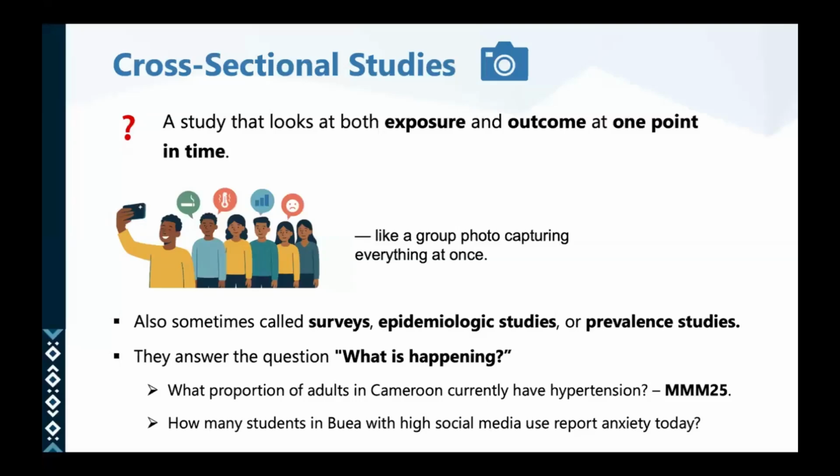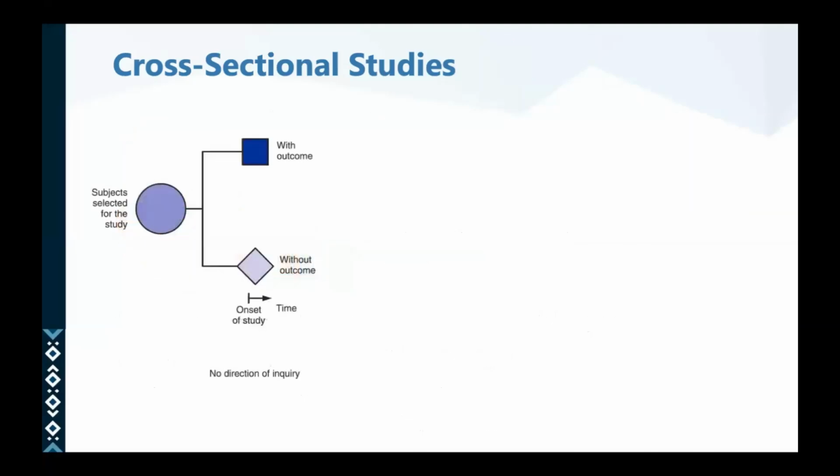Another example could be, how many students in Buea with high social media use report anxiety today? You're just going to describe the degree of anxiety among those who are using social media in a given period of time. As you can see in this graph, there is no direction of inquiry. There's no exposure leading to outcome. Both the exposure and the outcome are studied at the same time. You take subjects and you just have a cross-sectional view of the exposure and the outcome.